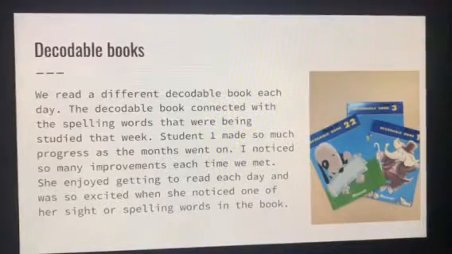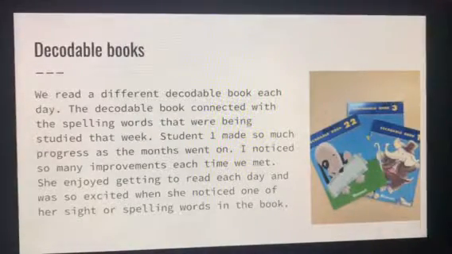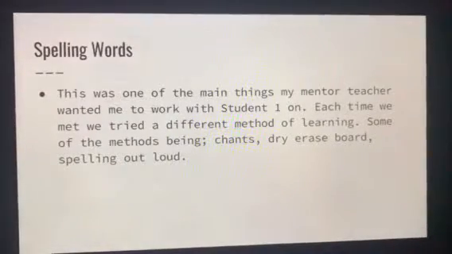She just wishes she could read better, and that's what we were working on. She enjoyed getting to read and was so excited when she noticed her sight or spelling words in the book. Spelling words, we did this every time we met, and it helped so much.